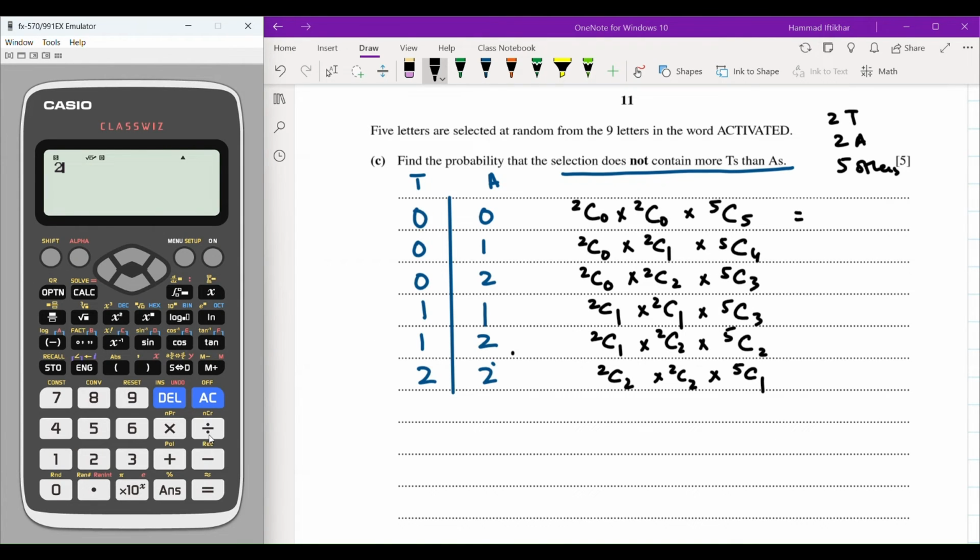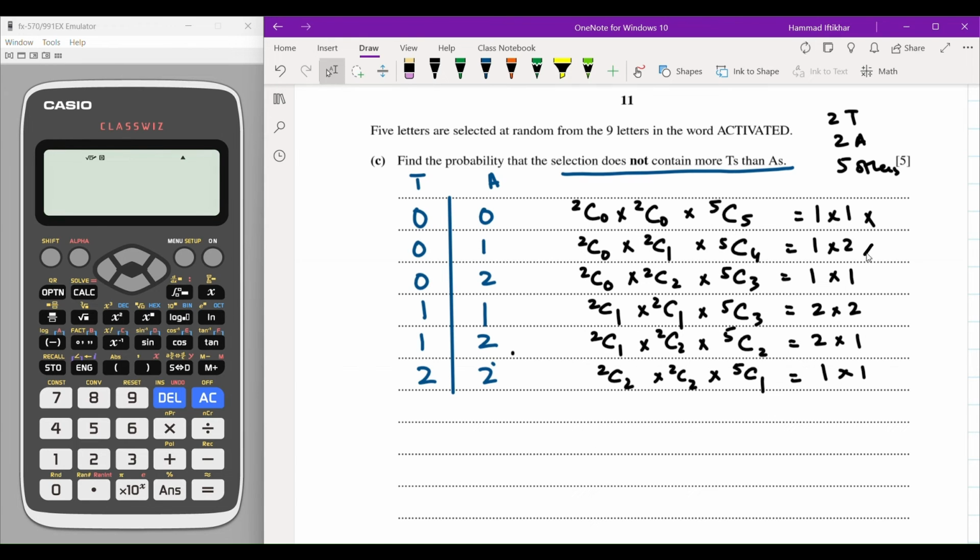2C0 is 1, 2C1 is 2, and 2C2 is also 1. So 0, 2, and 1. When I have 2C0, it's 1 times 1, 1 times 2, 1 times 1, 2 times 2, 2 times 1, and then 1 times 1.